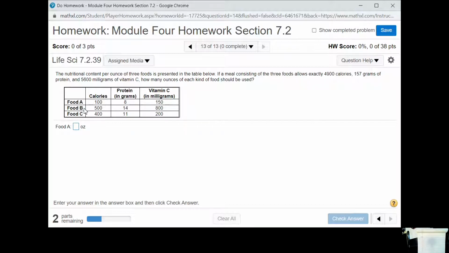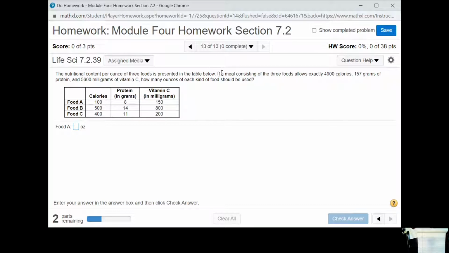Whatever food B is, maybe apple, banana, cherries, I don't know. Food B, 500 calories for 1 gram, 14 grams of protein, 800 milligrams of vitamin C. This can't be fruit. And then food C, 400 calories for 1 ounce, 11 grams of protein in 1 ounce, and 200 milligrams of vitamin C in 1 ounce. So much like the pizzas, we want to know, how many ounces could I assemble? What kind of meal could I put together on the plate with how many 1 ounce servings of these different things so that all of this stuff comes out the way we need it to up here in the description?